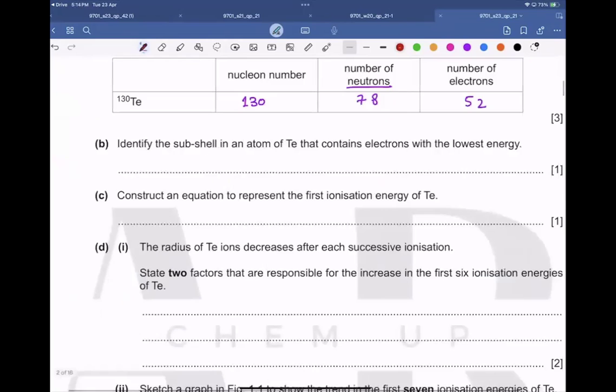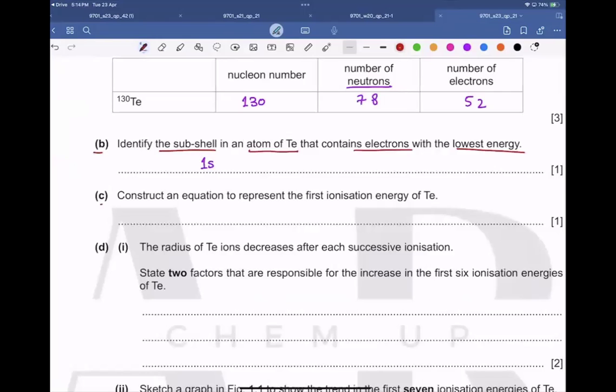Okay. Now B part. Identify the subshell in an atom of tellurium that contains electrons with the lowest energy. So in any atom, when we have to see the subshell which has the lowest energy, which subshell is this? Very good, Hassan. It's the s subshell of the first shell. So you have to write 1s.